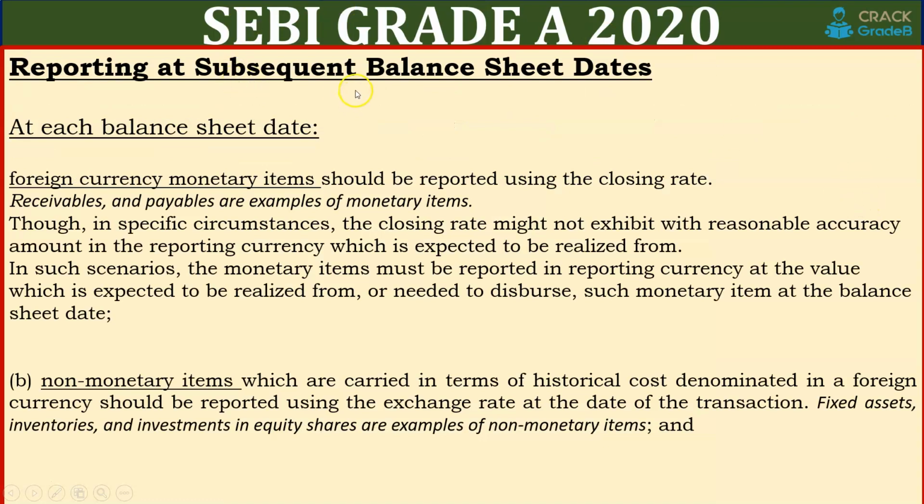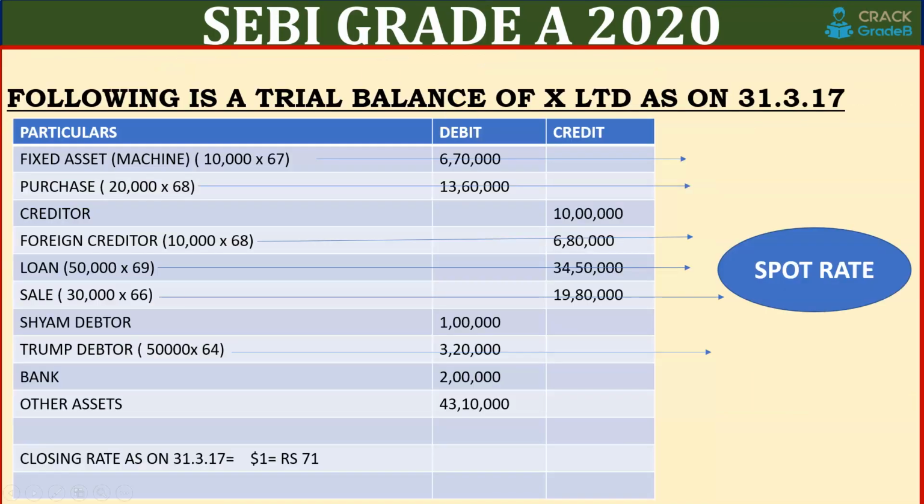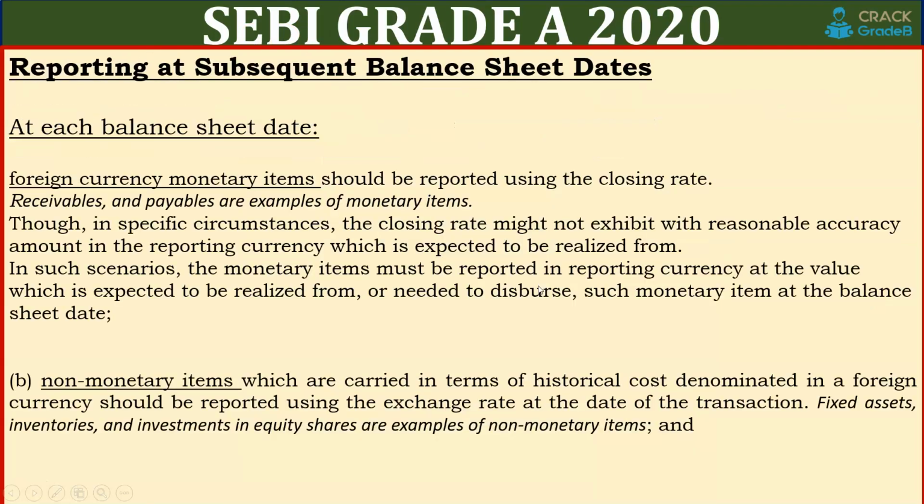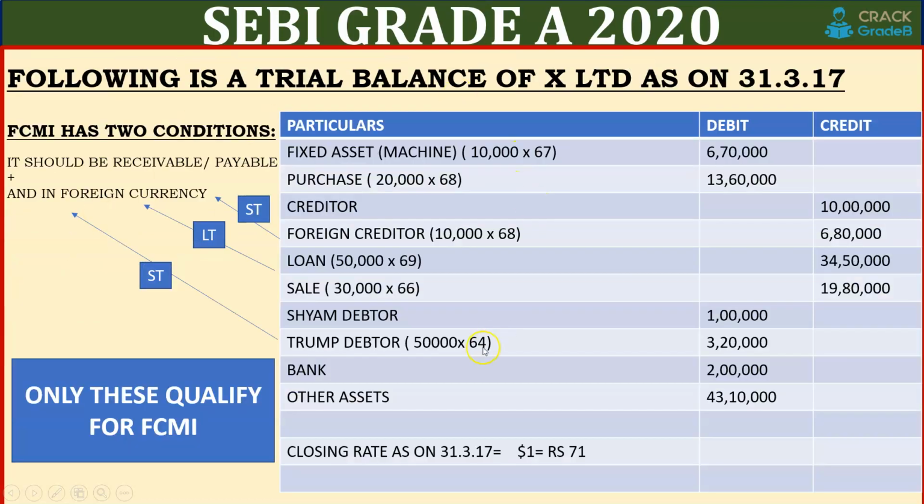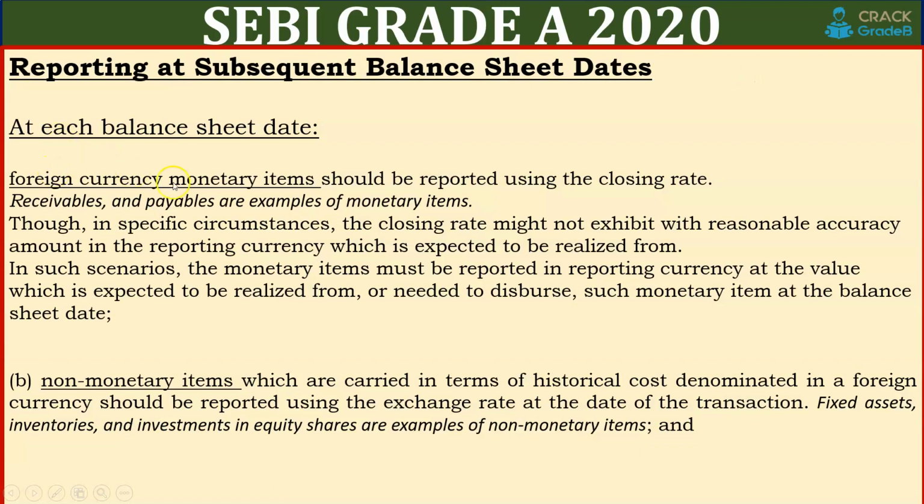Then we have reporting at subsequent balance sheet dates. So on the closing of your financial statements, for the transactions that you have already taken place during the year, let us read it first. At each balance sheet date, foreign currency monetary items should be reported using the closing rate. Receivables and payables are examples of monetary items. Okay. Now here, FCMI is the short form for foreign currency monetary items.